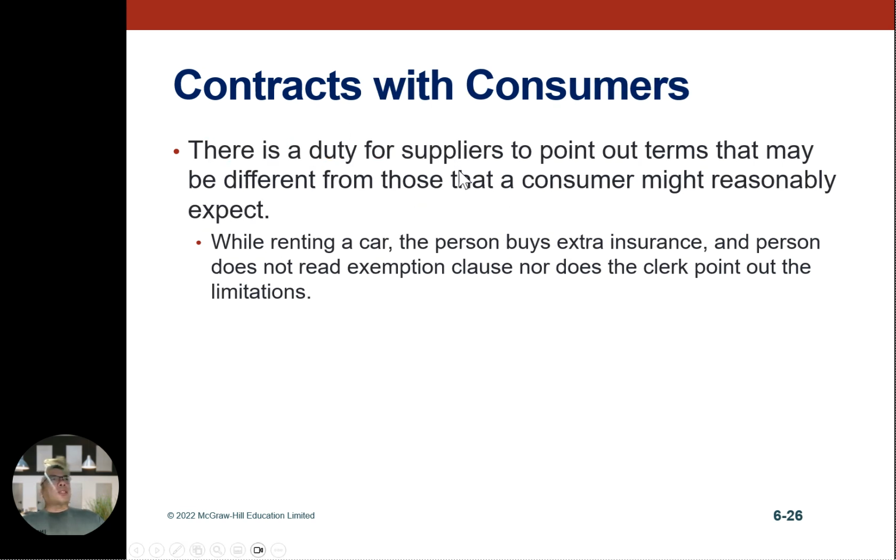In a contract with a consumer, there's a duty for the supplier to point out the terms that may be different from those that a consumer might reasonably expect. For example, when renting a car, the person buys extensions and does not read the exemption clause. Does the clerk point out the limitation? That's the key part. Extra insurance.